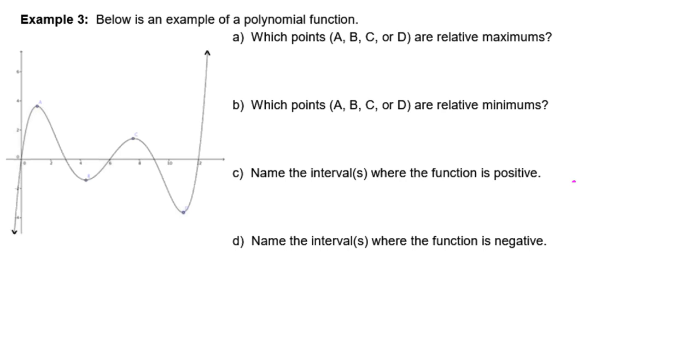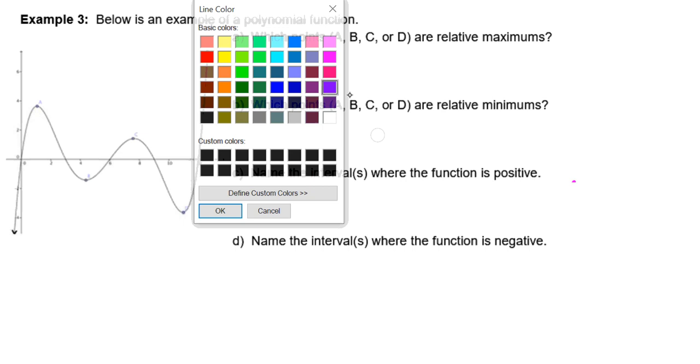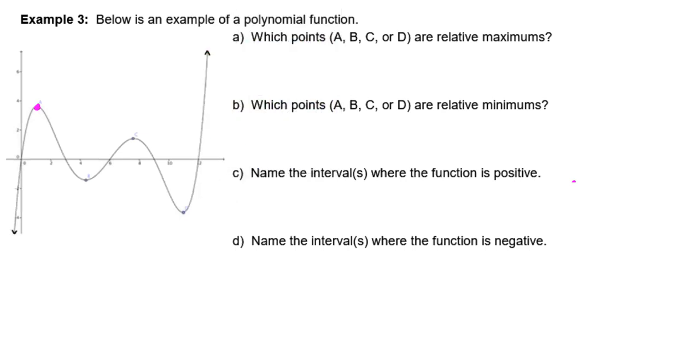Which points, A, B, C, or D, are relative maximums? Well, a maximum point means it has to be a peak or the top of a hill. So where are our maximum points? Point A and point C are our maximum points. So that is what we will write. A and C are the maximum points because they are the peaks, the tops of the hill.